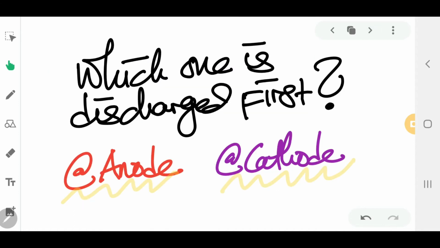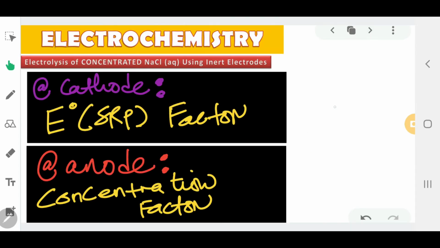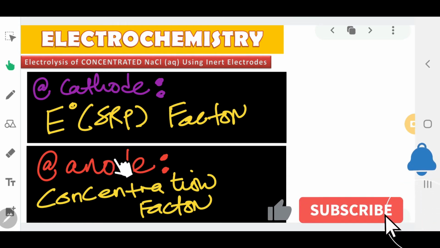That is the thing that we need to be thinking about when we want to know the selective discharge process at the electrodes. We need to know which one will get discharged first at the anode and at the cathode. And to do that, there are two factors that will be playing a very important role. For the cathode, we're going to look at the standard reduction potential factor when it comes to concentrated sodium chloride aqueous, whereas at the anode, we're going to look at the factor of concentration.